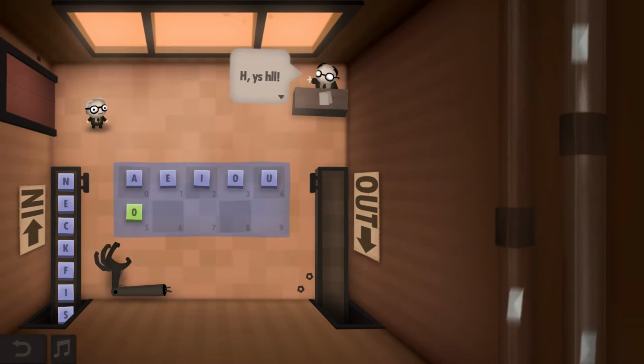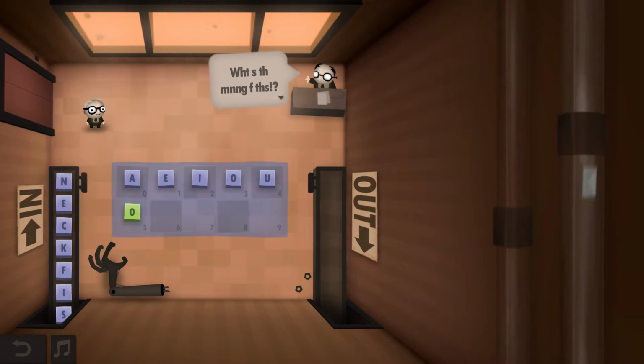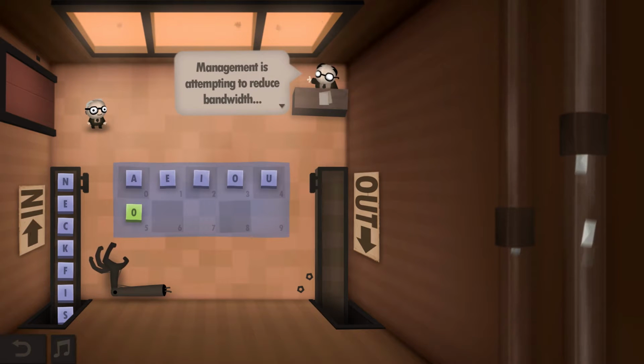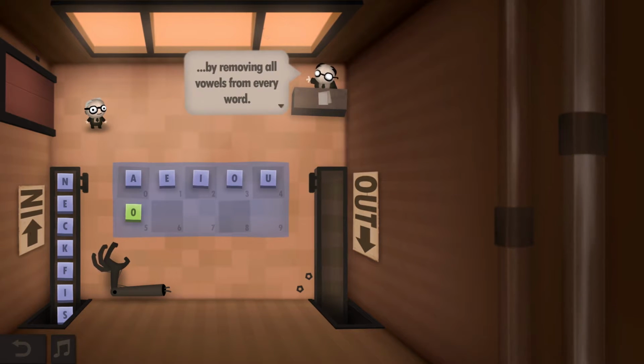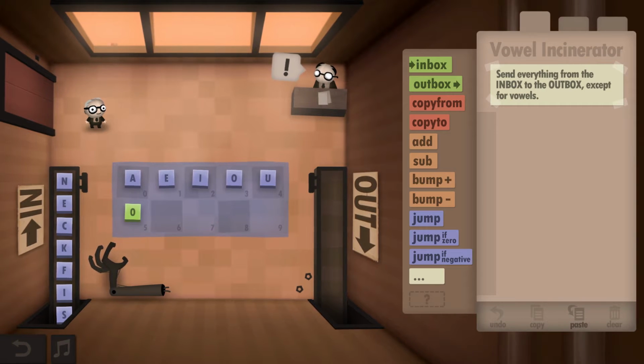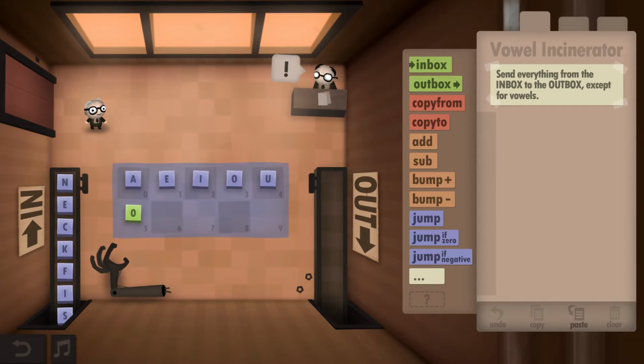Yes, hello? What is the meaning of this? Management is attempting to reduce bandwidth by removing all vowels from every word. Good luck. Send everything from the inbox to the outbox except for vowels.